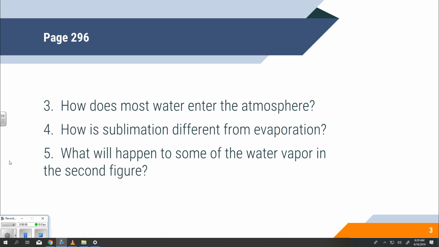Question 3. How does most water enter the atmosphere? Evaporation of water from the oceans.